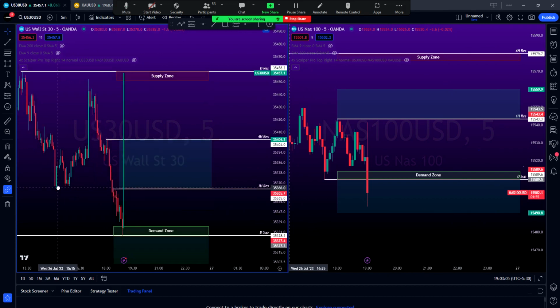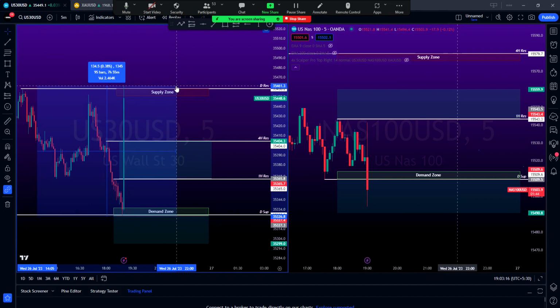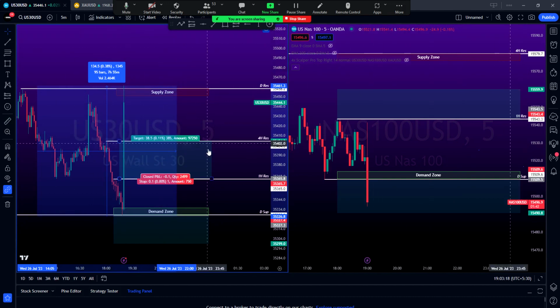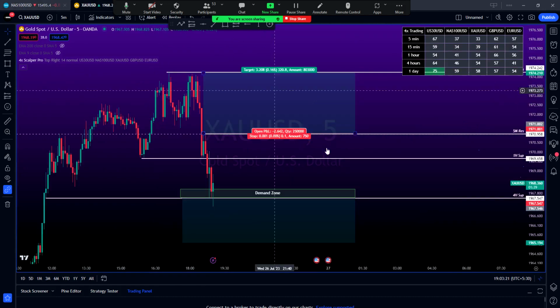What a monster candle. Tell me about it, man. Crazy. I told you these markets are going to be erratic today, okay? That candle, that buy is a solid 135 pip buy. 135 pips on that candle. Insane, man.